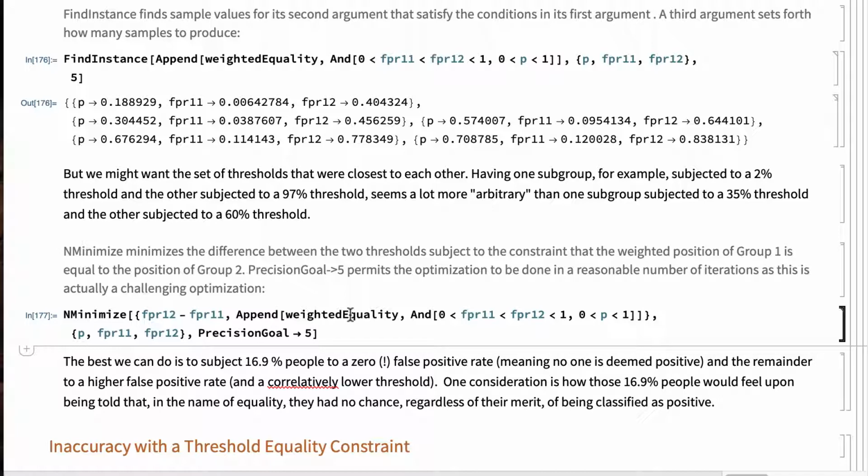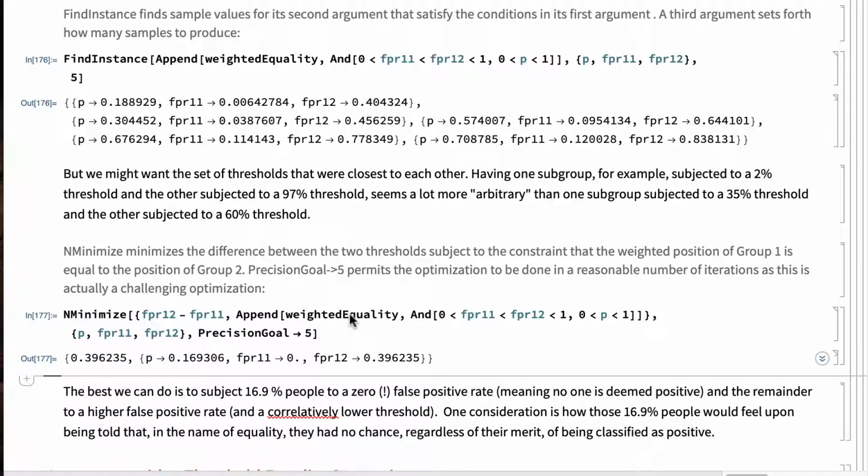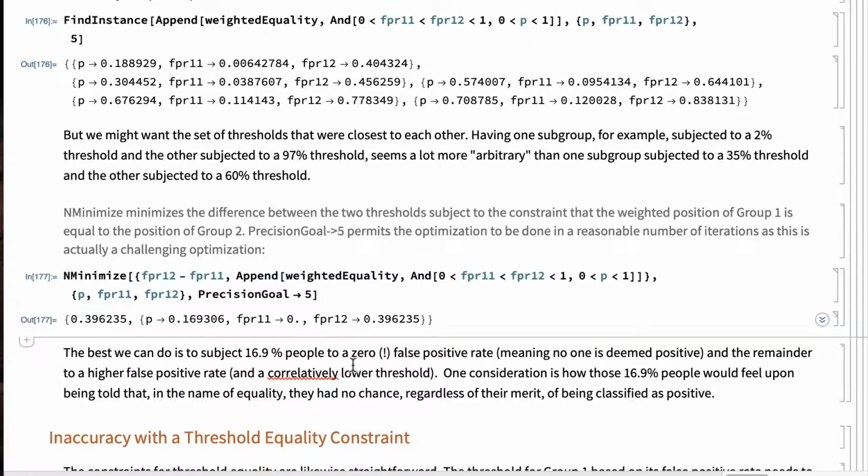subject to these constraints here. And it turns out that when we do this, the optimal thing is actually for 16% of the time to be subject to a false positive rate of 0, which basically means nobody is going to be deemed positive. So we're throwing out 17% of the people, and the remainder we're subjecting to a false positive rate of 39.6%. So I don't know how people would feel about that, but that's another way of dropping down to the ROC curve of group 2, which is what's required by the rather demanding equal odds measure of justice that some people like.